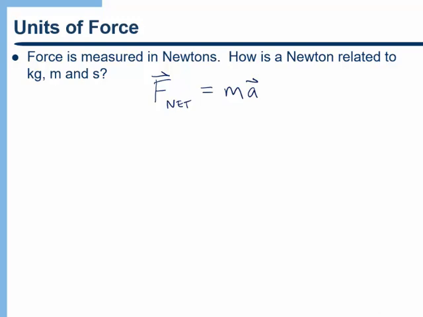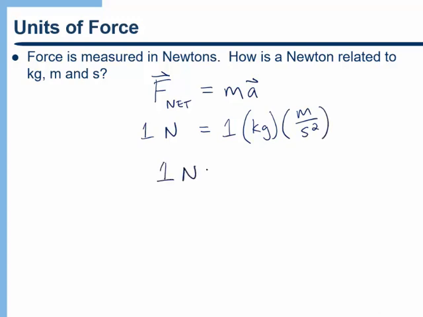The way we define the newton then is that 1 newton is 1, and now we need to look at the units of mass and acceleration. Well, the units of mass are kilograms. The units of acceleration we know are meters per second squared. And so the definition of a newton is 1 newton is 1 kilogram meter per second squared.